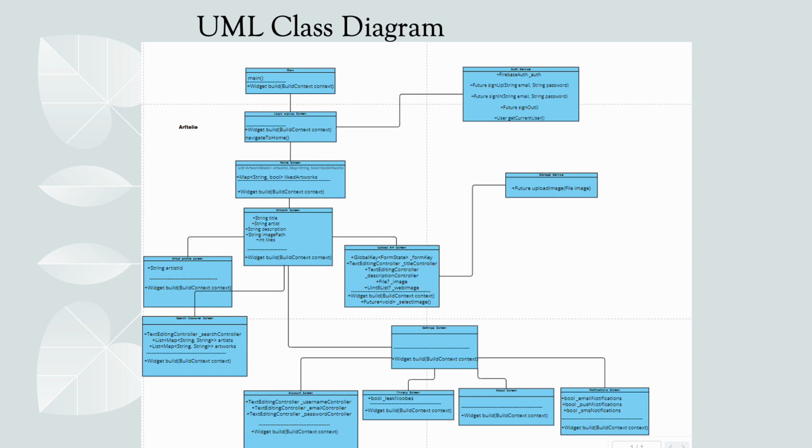And then going from there, you can go either to the artist profile screen or to the upload artwork screen. The important part of the upload artwork screen is that you can upload your images directly from your browser onto the actual application, and this is done through the storage service, where we use some dependencies as well as some imports such as Flutter Web, which allows the user to upload directly from their browser, like I previously mentioned.